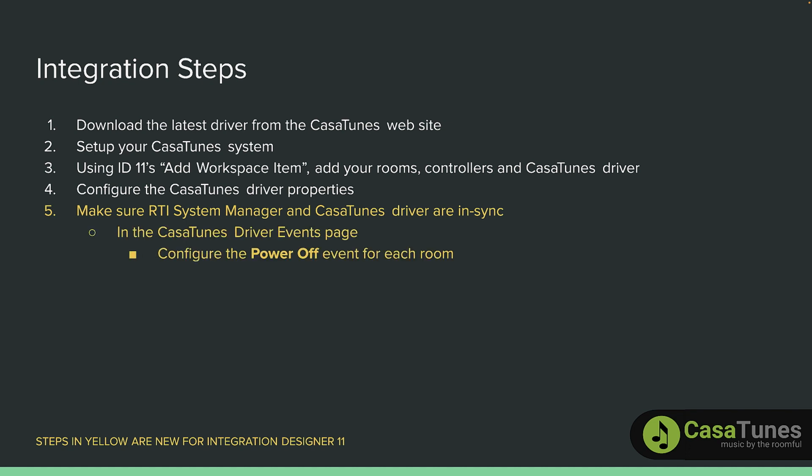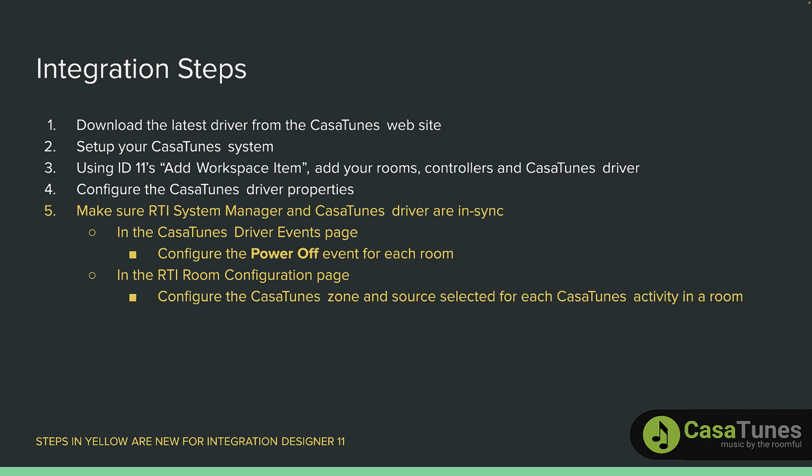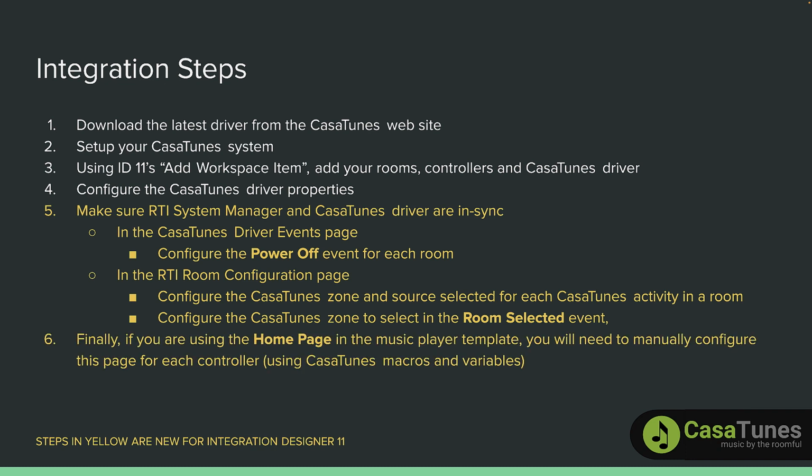Well, in the CasaTunes driver events page, we need to configure the power off event for each room. And in the RTI configuration page, we need to configure the CasaTunes zone and source that are selected for each CasaTunes activity in a room. And we have to configure the CasaTunes zone to select in the room selected event. And we're going to go through each of these so it'll become a little clearer what we're talking about.